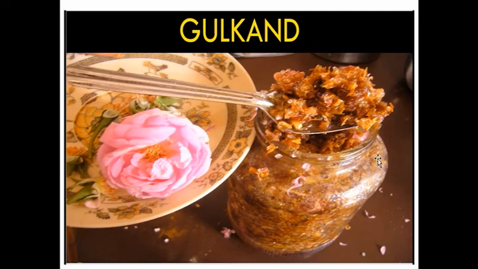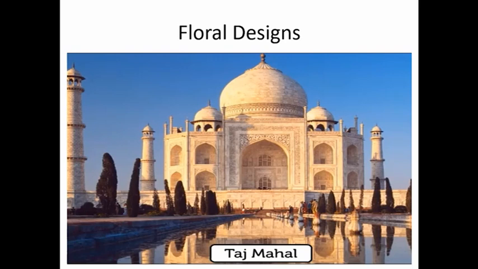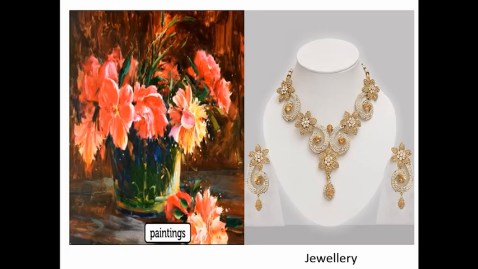Rose petals are used to make gulkand. Some people eat this gulkand. Flowers such as chamomile and jasmine are used to add flavor to tea. Next is floral designs. We can see floral designs and motifs on many things around us, such as monuments, clothes and potteries, paintings and jewelry, etc.